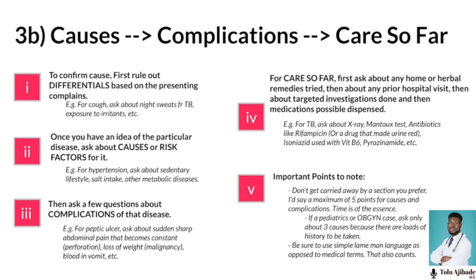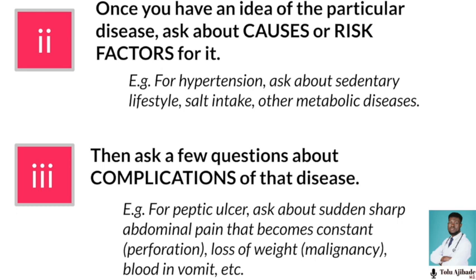And then the next C is complications. This is where you ask about complications of the disease, okay? Let's look at a disease example like peptic ulcer here. You ask about a sudden sharp abdominal pain that becomes constant. Those are complications of peptic ulcer. There could be perforation, there could be malignancies. And then you ask, have you been experiencing any form of weight loss recently? That's to ask if there is any form of malignancy, okay? And then you ask, have you been experiencing blood in your vomit?